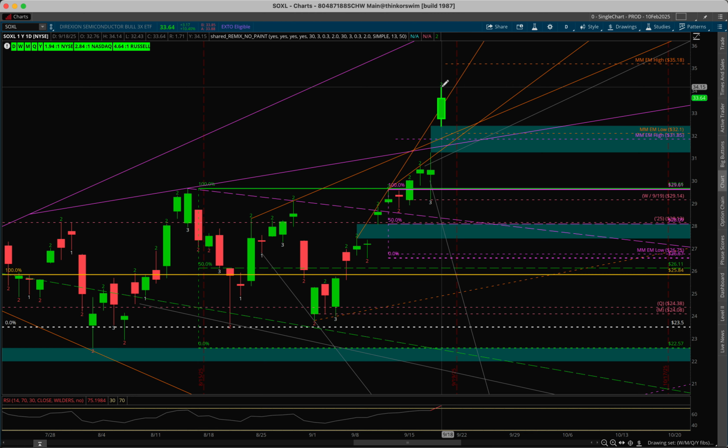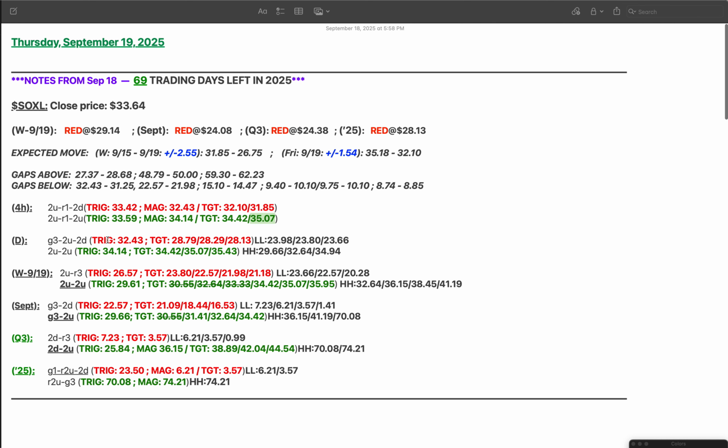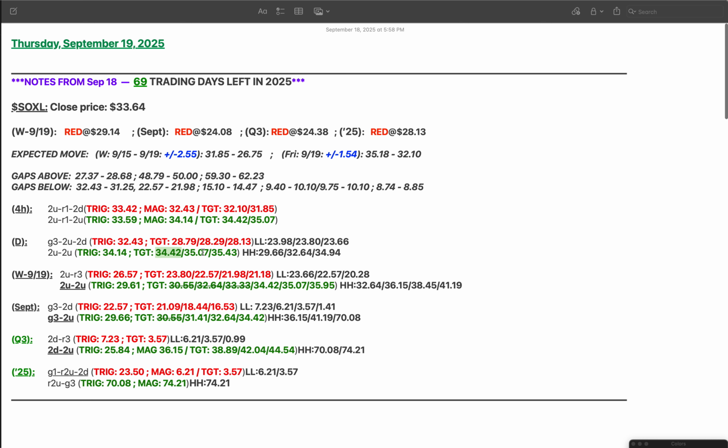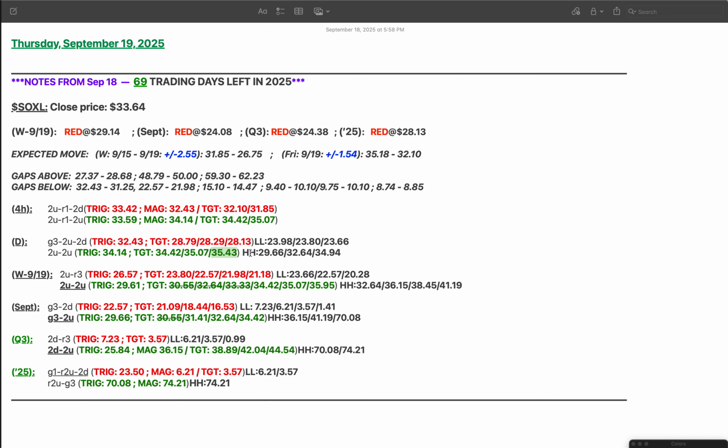If we go above 34.14, obviously we're entering calls, targeting at least the 35.18, and then with the fib extensions that we had on there, we've got 34.42, 35.07, 35.43. So 34.14 is the high, triggering that. Target 34.42, 35.07, 35.43. Now if we go 3-2 up, 2 down to the downside, it triggers at that 32.43.